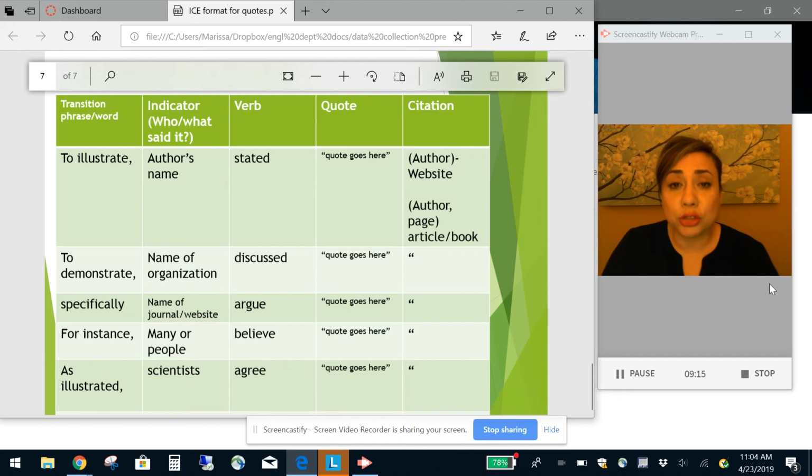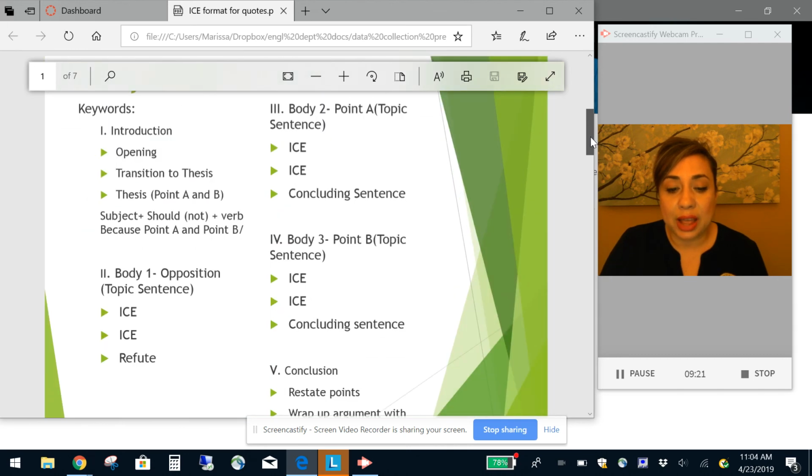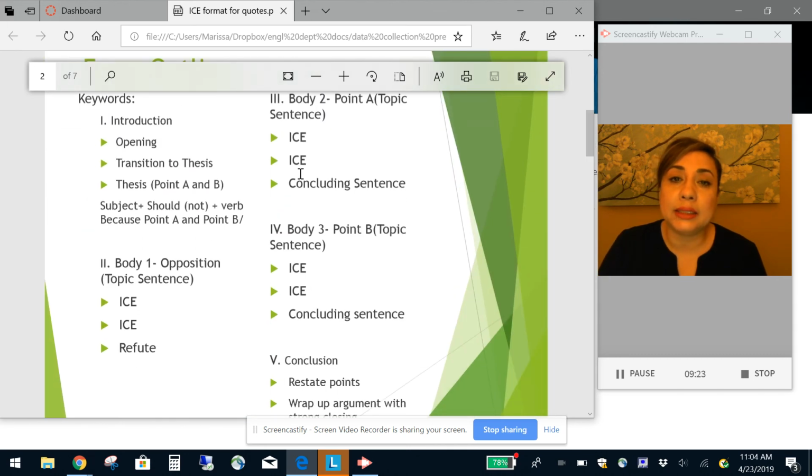All right. So that was our lesson on the ICE format. Again, building blocks of your writing. You want to have at least 2 to 3 ICE per body paragraph. Again, they should support your topic sentence and, of course, support the overall thesis of your essay.